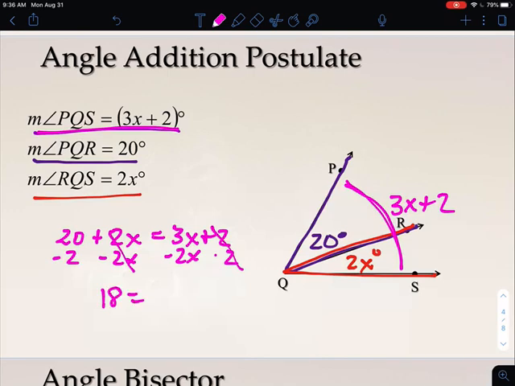So 20 minus 2 is 18. 3x minus 2x is 1x. And so there's my x value for the problem. Now, in some cases, x will be enough. Once you know what x is, you're done, you can quit the problem.